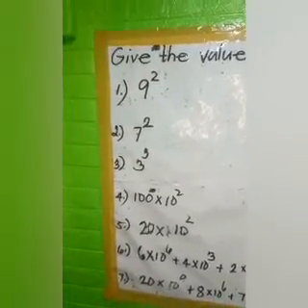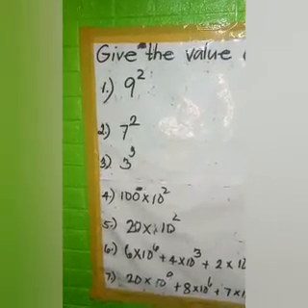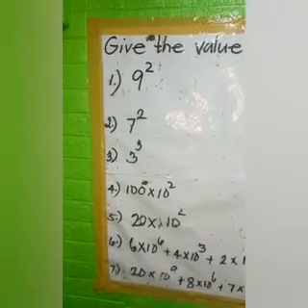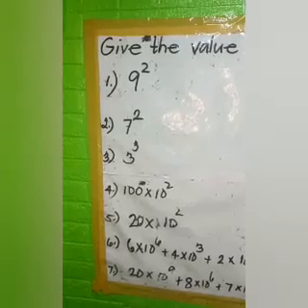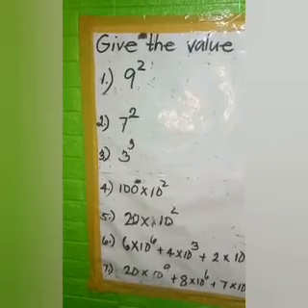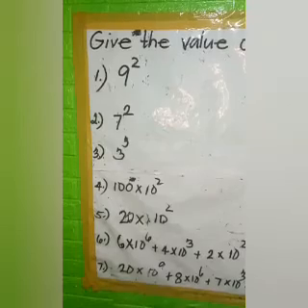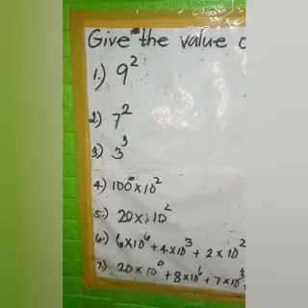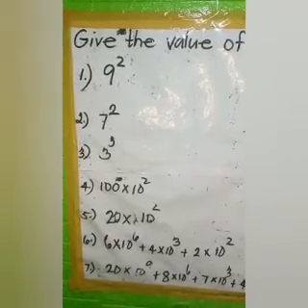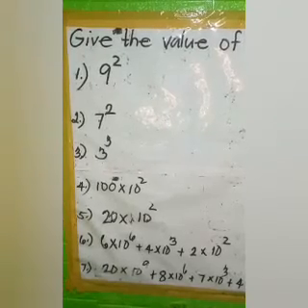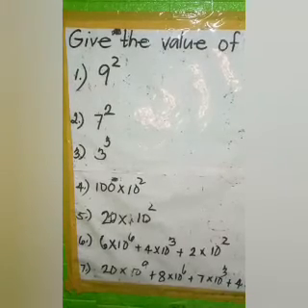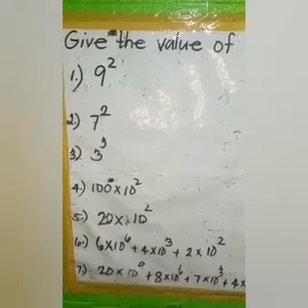Number 2 is 7 squared or 7 to the power of 2. Number 3, we have 3 cubed or 3 to the power of 3. Then number 4, we have 100 times 10 squared or 10 to the power of 2. Then number 5, we have 10 times 10 to the power of 2 or 10 squared. Then number 6, we have 6 times 10 to the power of 6 plus 4 times 10 to the power of 3 or 10 cubed plus 10 times 10 to the power of 2 or 10 squared.